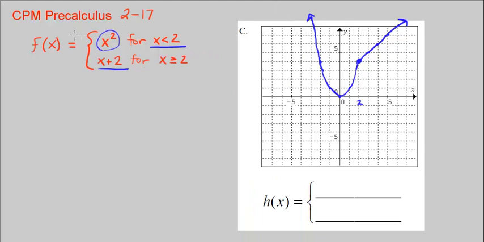Okay, so part A, graph on grid C and calculator check. So let's go on to part B.